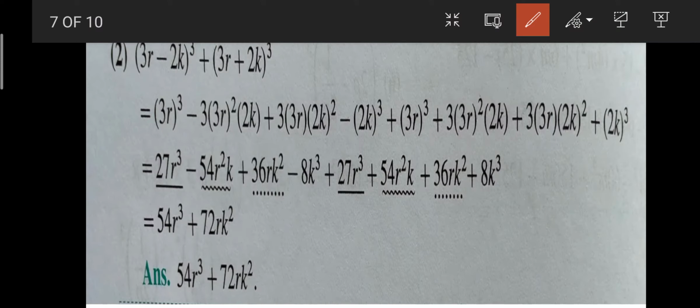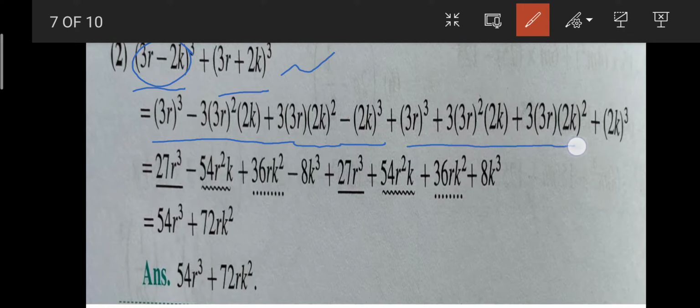Now students, we will do the second sum, that is (3r minus 2k) the whole cube plus (3r plus 2k) the whole cube. When we open this bracket, we get 3r cube minus 3 into 3r square 2k plus 3 into 3r into 2k square minus 2k cube. This is for the first bracket. Now for the second bracket, when we open it, we get 3r cube plus 3 into 3r square 2k plus 3 into 3r into 2k square plus 2k cube.